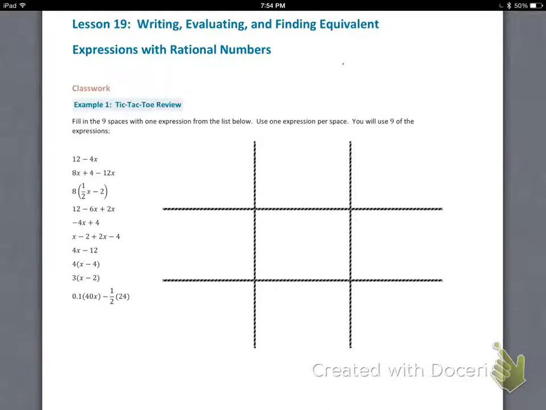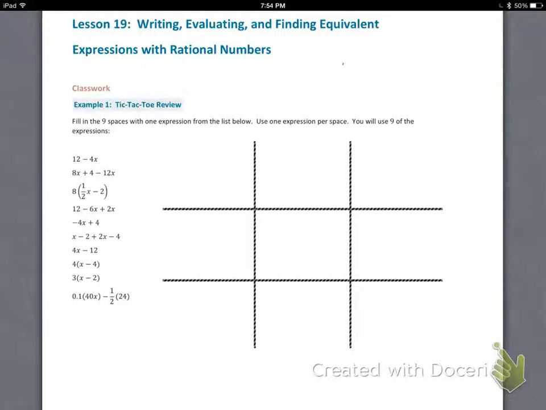Welcome to Lesson 19, more writing, evaluating, and finding equivalent expressions with rational numbers. Now this first activity is a classwork activity, and it's called Tic-Tac-Toe Review. And the idea here is to see how well you would be able to recognize equivalent expressions, okay?